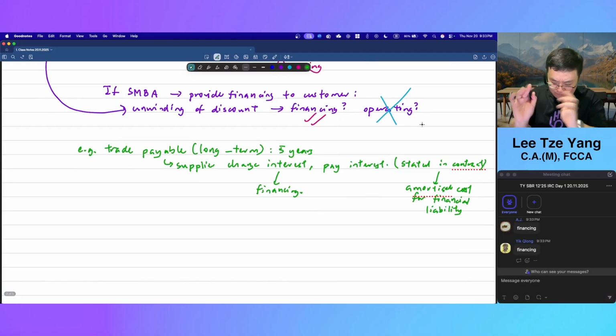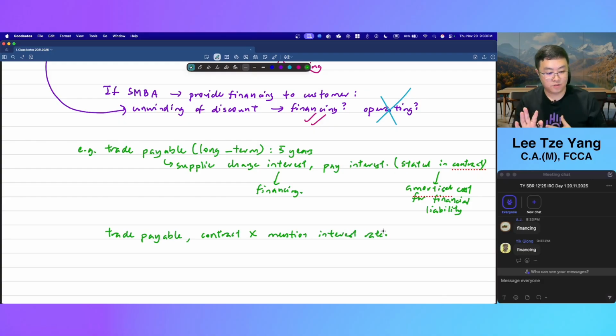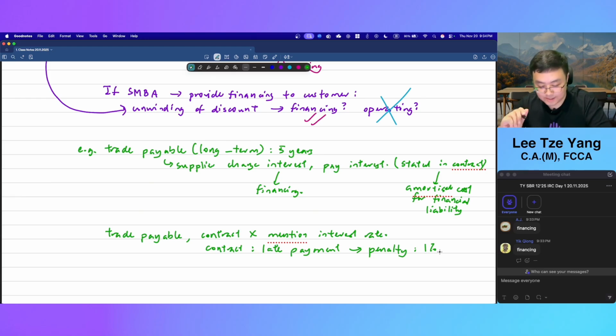Okay, however, everyone, I give you another example. Trade payable, but the contract did not mention an interest rate. Okay, the contract didn't mention an interest rate. Then the contract says for late payment, you need to pay a penalty. Okay, let's say 1%. Let's just say. So the only penalty they mentioned is for late payment.